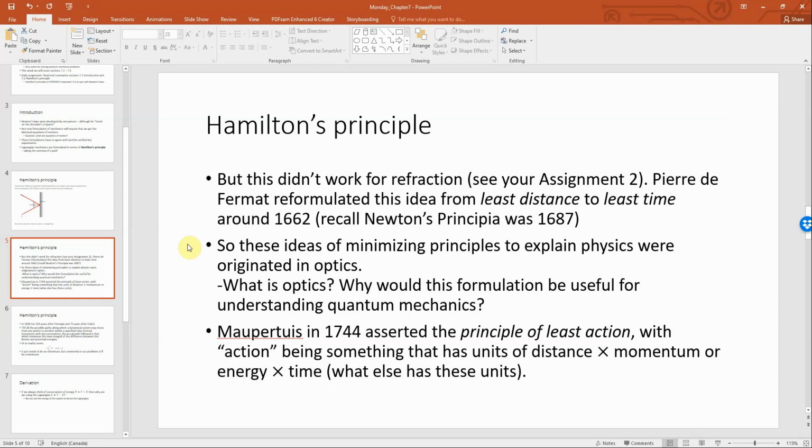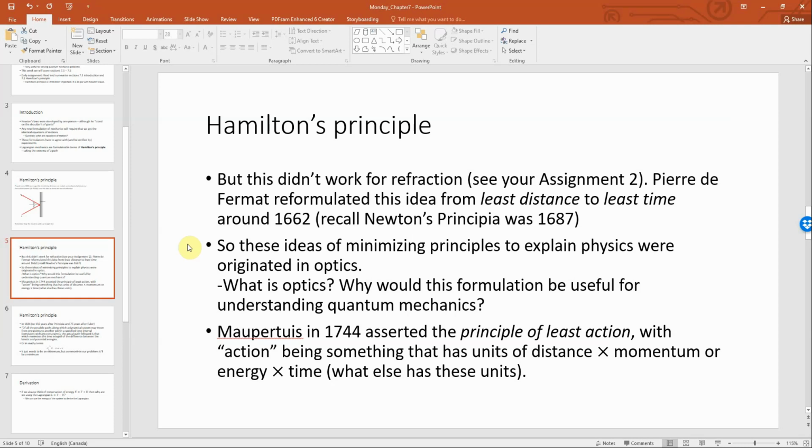But these ideas of minimizing principles to explain physics originated in optics, as I just said. This was to minimize the path of least time rather than path of least distance. So as I said, you probably have taken this in optics, but what is optics? I am in optics. I like to work on lasers. And these are just kind of aside questions that we can discuss in lecture, but why would this formulation be useful for understanding quantum mechanics? So maybe think about that, and then we can discuss that in class.